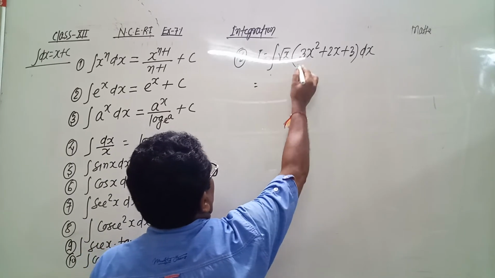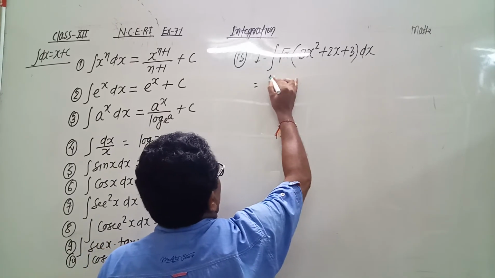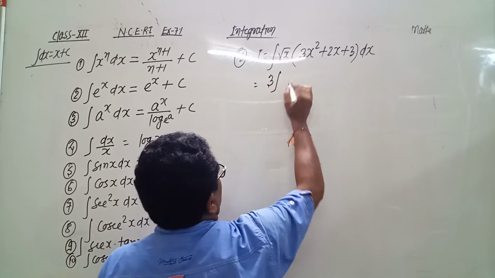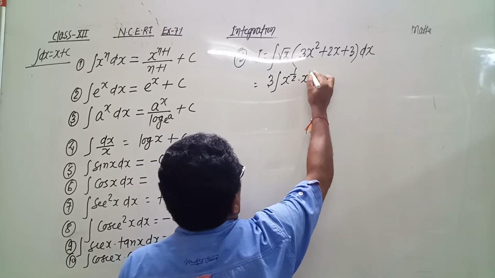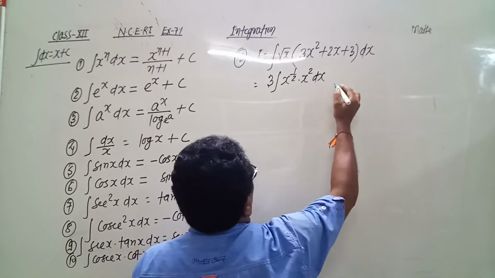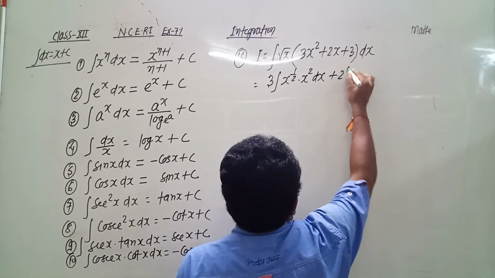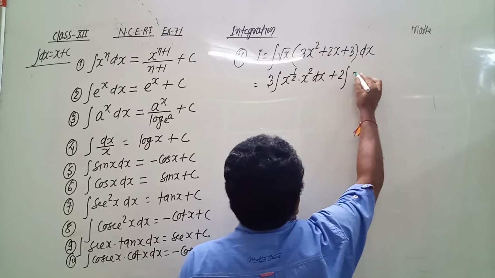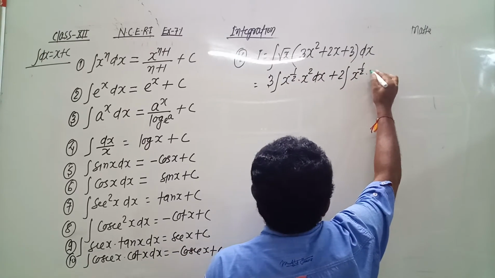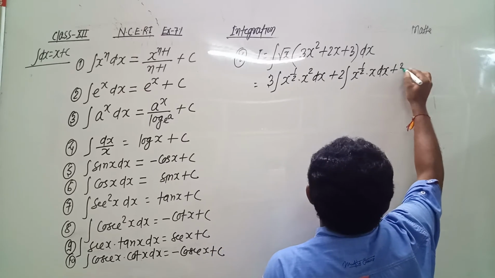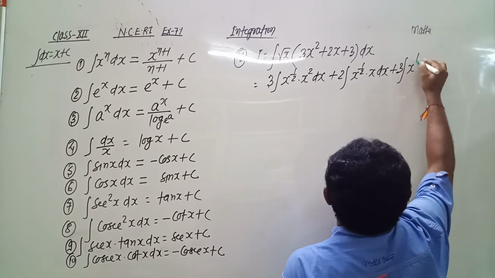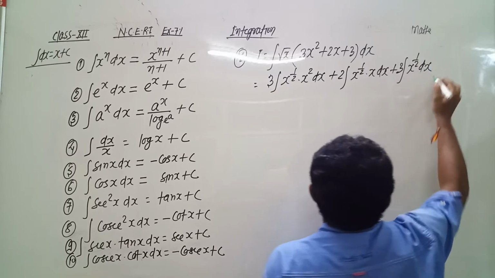So integration root x into 3x square: 3 is taken outside. Root x is written x raised to the power 1 by 2 into x square dx, plus 2 integration root x into x, so x raised to the power 1 by 2 into x dx, plus 3 root x, 3 x raised to the power 1 by 2 dx.